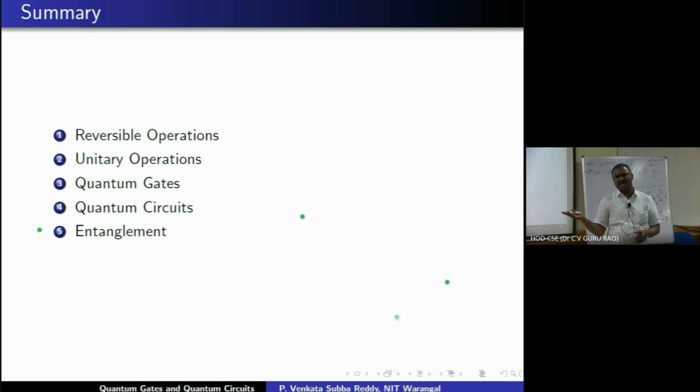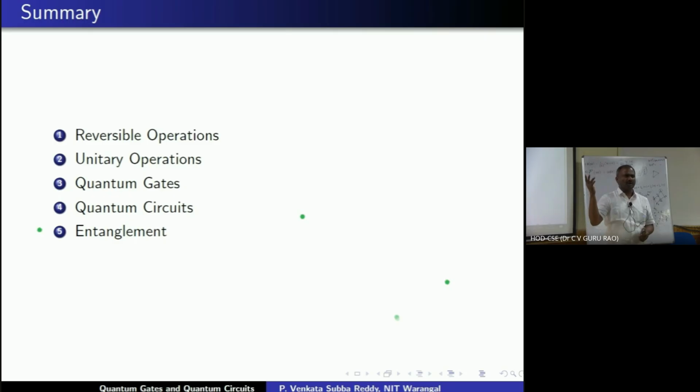Then we understood that all quantum operations are reversible and they are represented by unitary matrices. A square matrix U is said to be unitary if U times U dagger, the conjugate transpose of the given matrix, equals U dagger times U, equals the identity. That is called a unitary matrix. All quantum operations are reversible and are represented by unitary matrices.